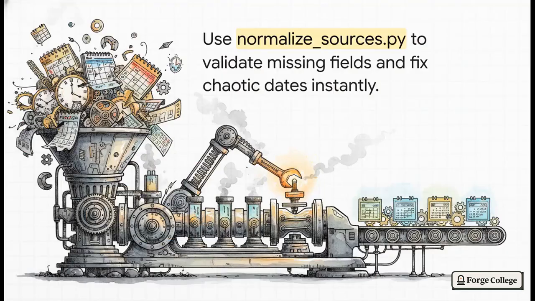And to make this assembly line run as smoothly as possible, we actually provide a little Python helper script, normalize_sources.py. Consider this your automated wrench. It tightens up the dataset to spare you the pure agony of formatting inconsistent historical dates. Because let's face it, mixing up month-first and year-first formats is a total nightmare. This tool validates missing fields and instantly normalizes those chaotic dates into a standard YYYY-MM-DD format. Everything stays neat, uniform, and ready for review.